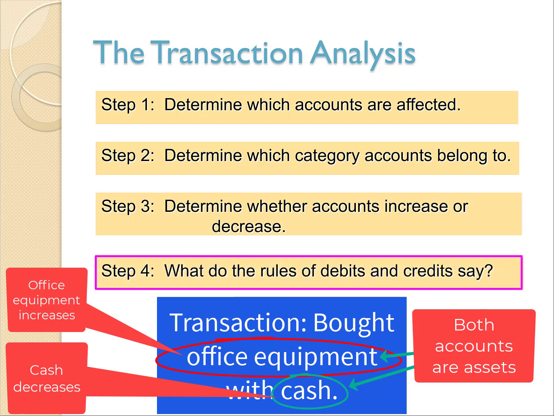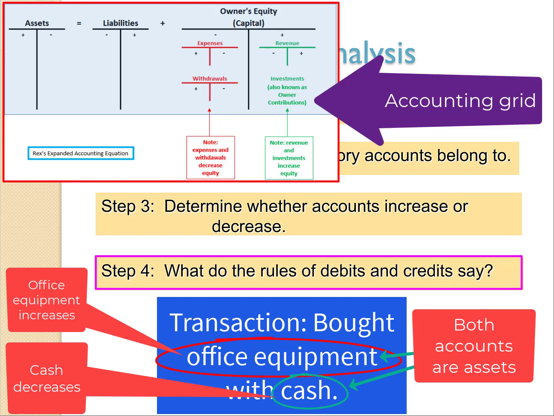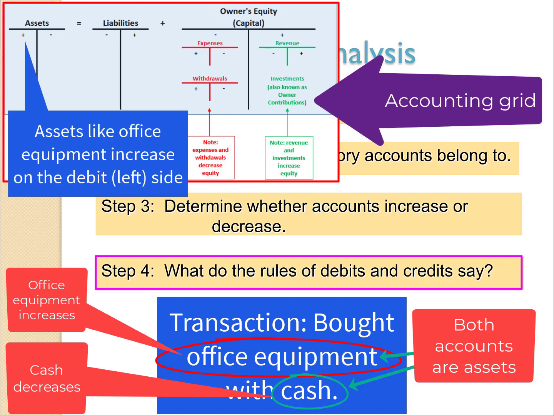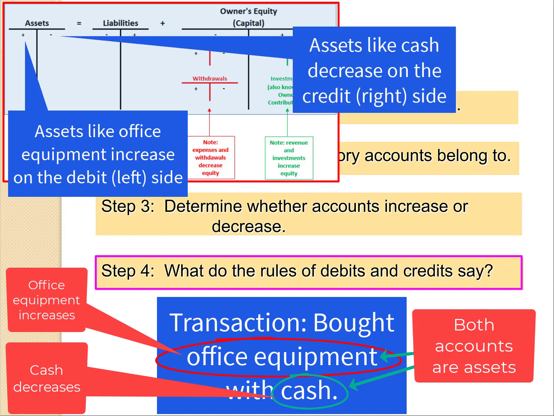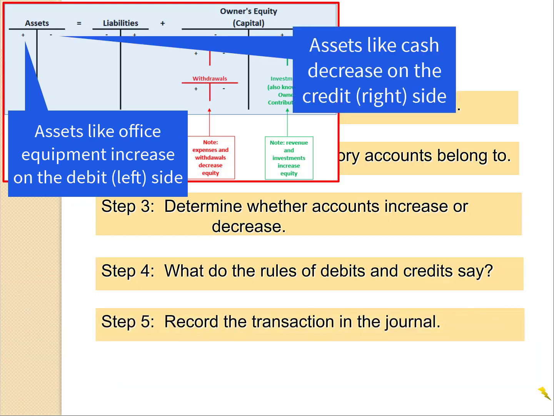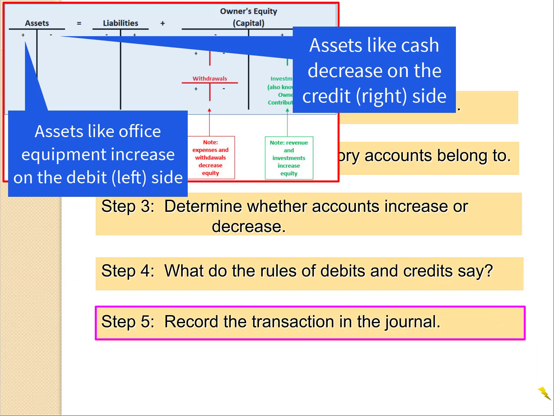Step 4, what do the rules of debits and credits say? So we would look at our accounting grid, and we find out that if office equipment is increasing, we need to debit that account. And if cash is decreasing, we need to credit cash. And then the 5th step is just to record the transaction in the journal.